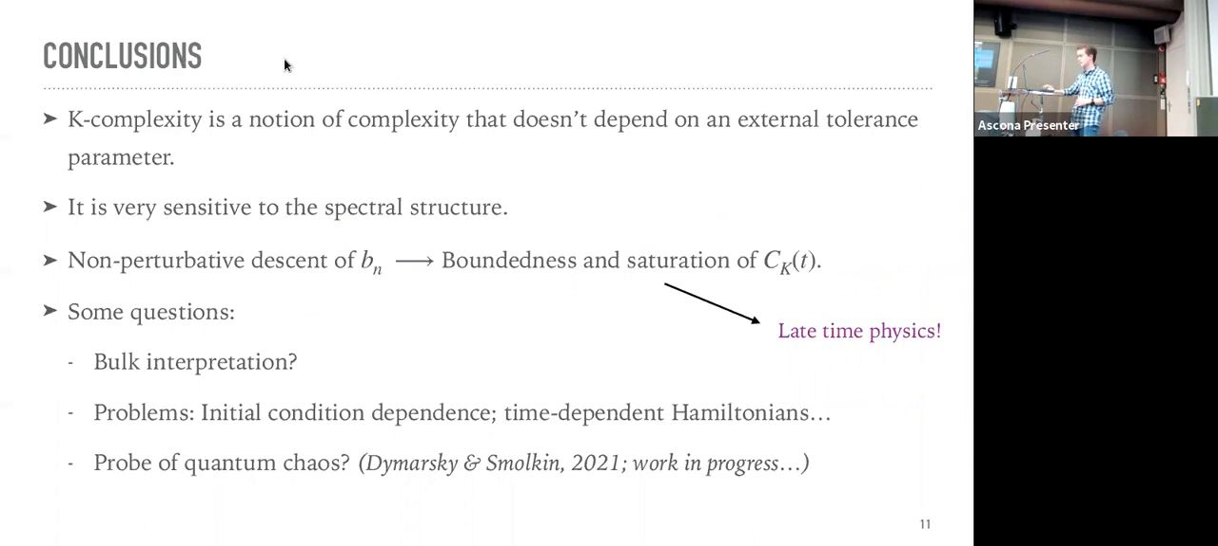We have studied Krylov complexity as a notion of complexity that does not depend on an external tolerance parameter. It's just a notion that is adapted to time evolution and that describes the ergodic exploration of the Hilbert space by an initial condition.